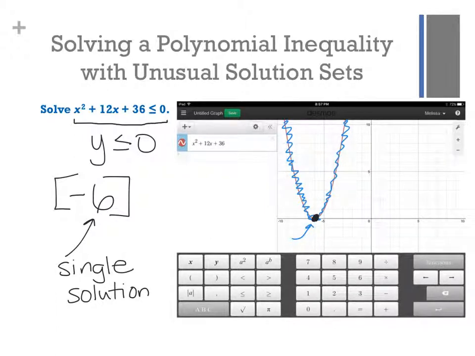So our inequality solution then is negative 6 with brackets around it, and I used brackets rather than parentheses here because negative 6 is included in the solution set.